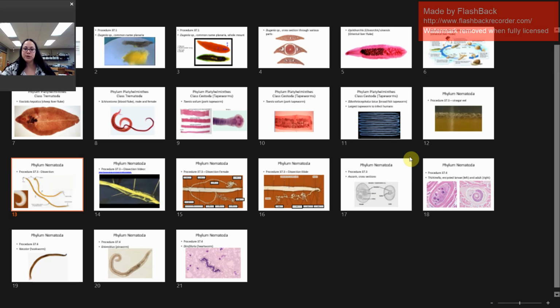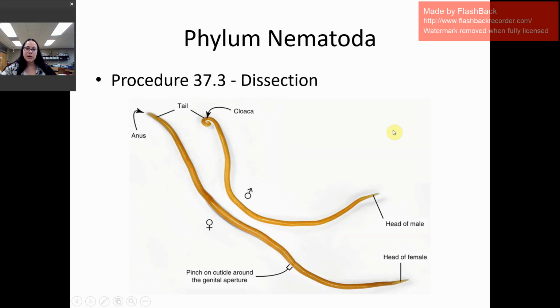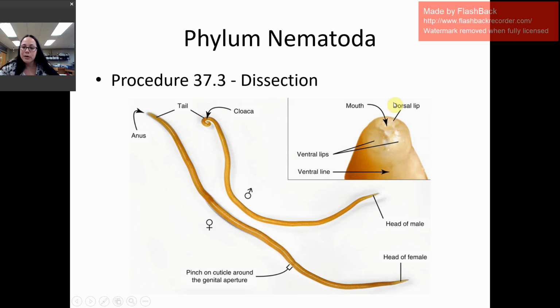I put a picture to show you better how it looks. This is one little pad, a lip. This is another lip over here and another lip over here. So you have those three little lips, and in the middle you have the little cavity, the little hole. This is the mouth. If you see that, this is the anterior part of the worm. If you don't see it, then it has to be the posterior part of the worm.